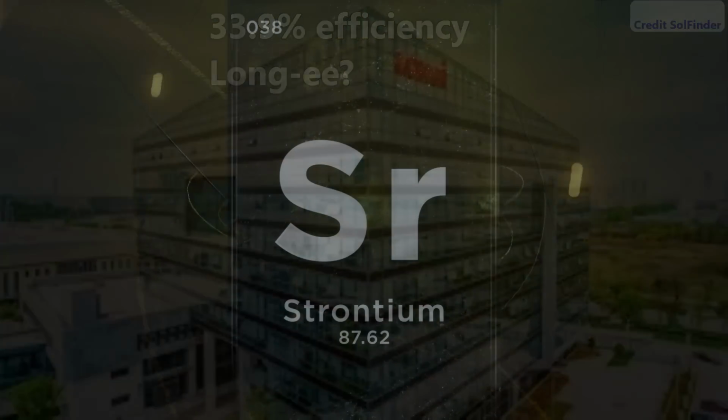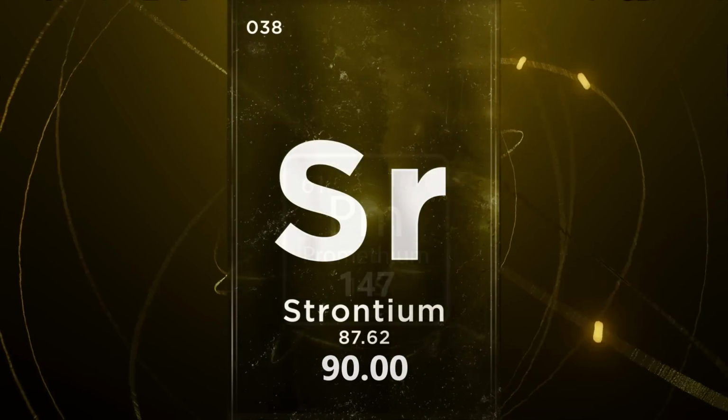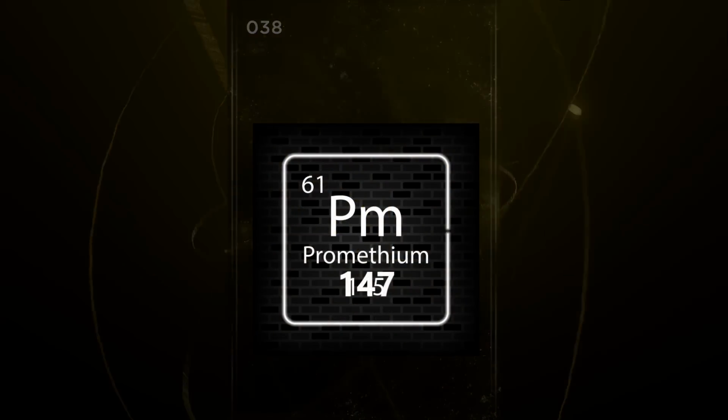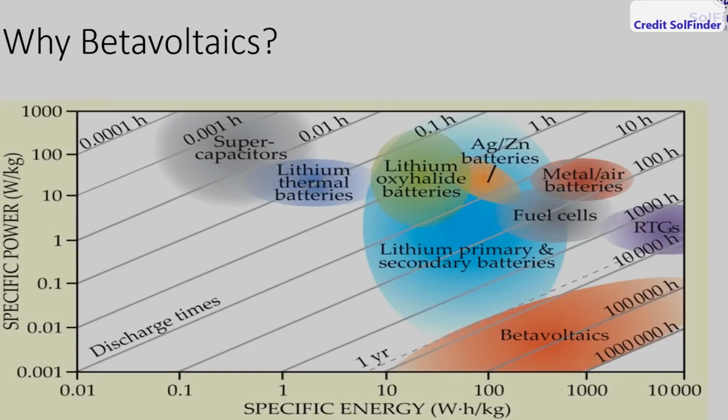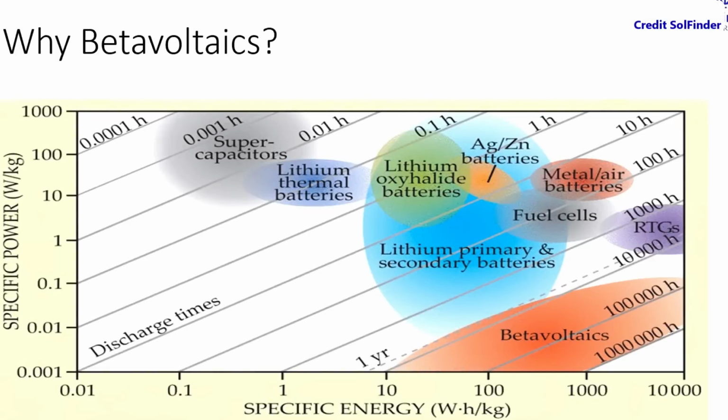They are also looking at other isotopes like strontium-90 or promethium-147 as a beta source, meaning that we might be able to use nuclear waste to power our spaceships in the future. Beta-voltaic batteries have an energy density potential of 100 to 10,000 times that of our best lithium-ion batteries today.